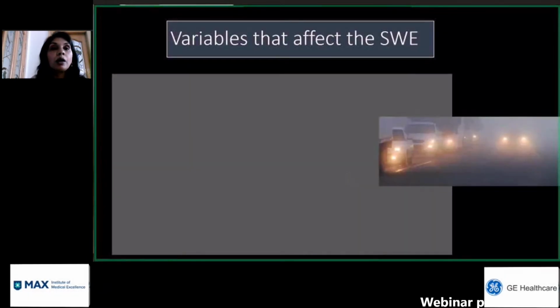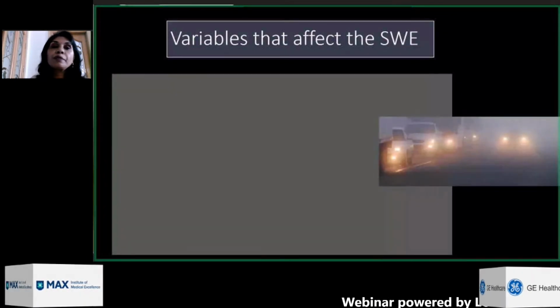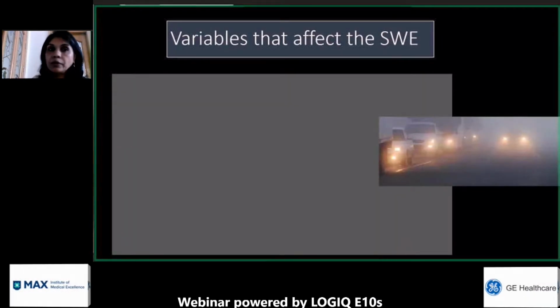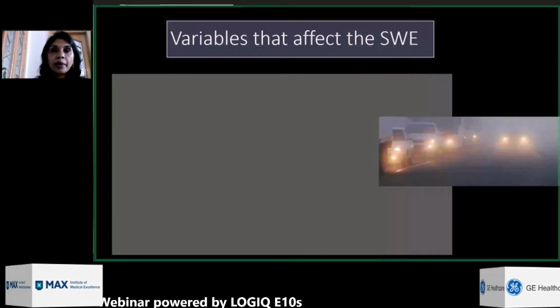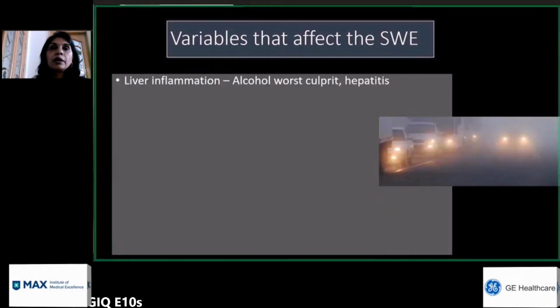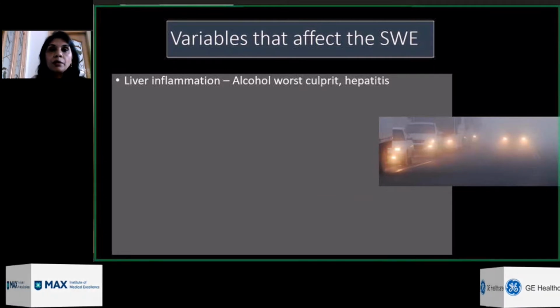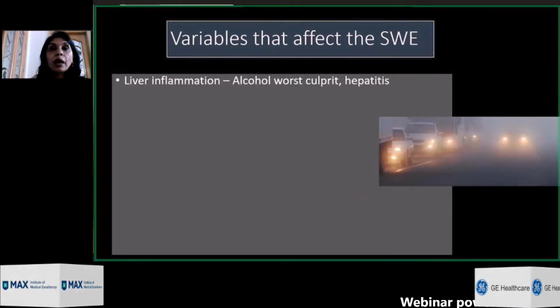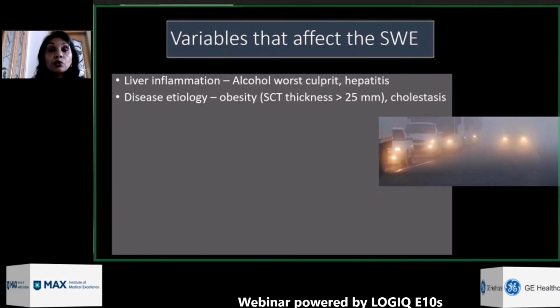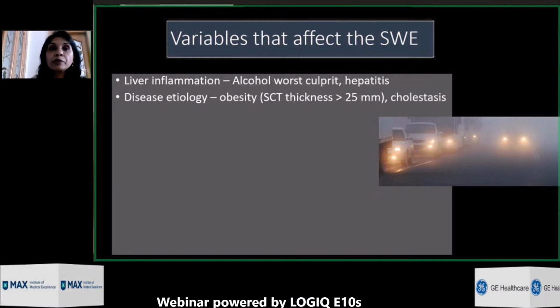Yes. It would not be fair to just keep talking about all the good points of shear wave elastography. There are some pitfalls as well. And those are that in acute hepatitis, we can have false positives. In patients with high body mass index, specifically, if the subcutaneous thickness is greater than 25 millimeters, there are erroneous values that can be obtained.